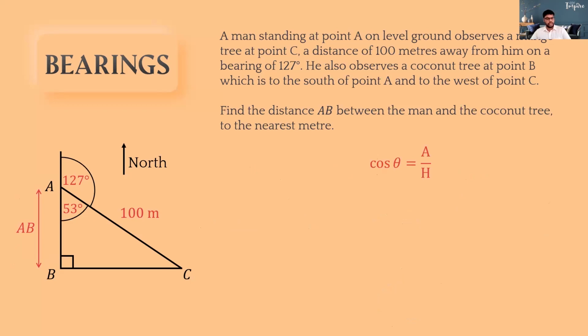So let's use cos. So the angle is 53, children, right? So AB over 100, right? So cos 53, we have to look for the table, right? First of all, we'll multiply the 100 by the cos 53. So AB is equal to 100 times cos 53. So children, when you look through your table for cos 53, the value you get is 0.6018.